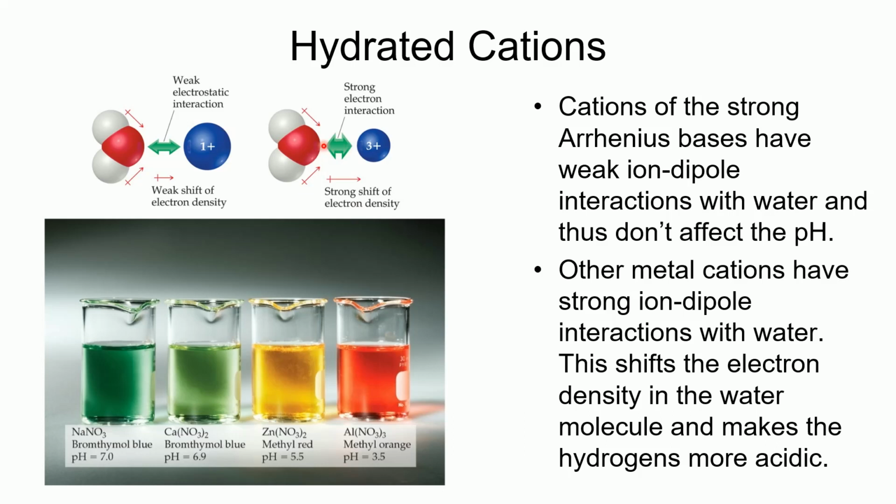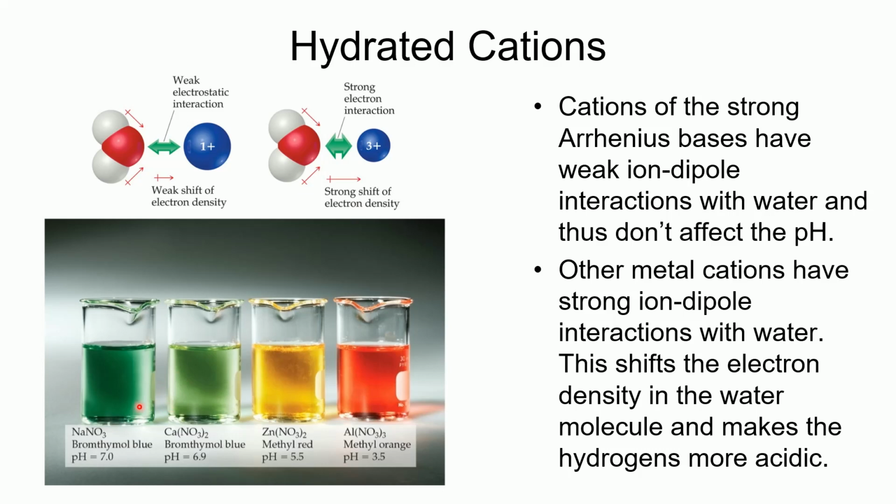Most of those other metals have a significantly larger positive charge, but even silver with a +1 charge has a bigger effect than group 1 and the bottom of group 2. There is a significantly strong interaction between water and those ions that causes a shift in the electron density away from these bonds, and it makes those hydrogens more acidic.